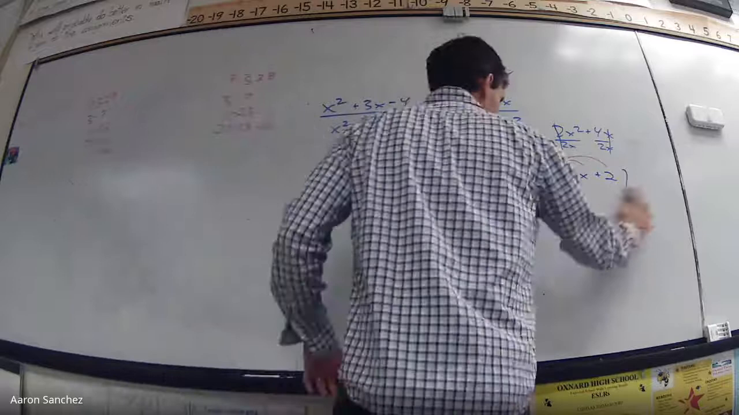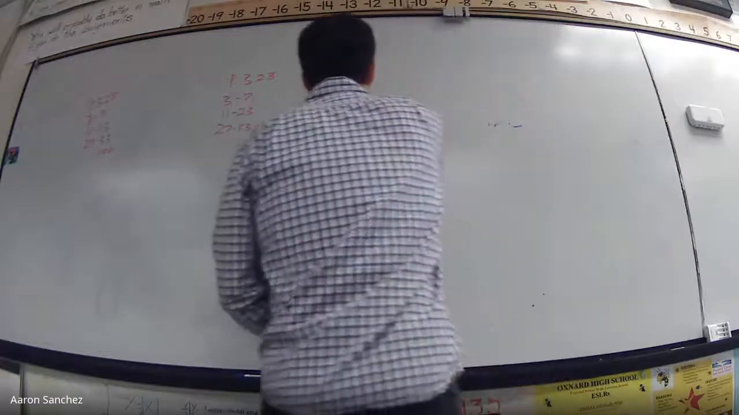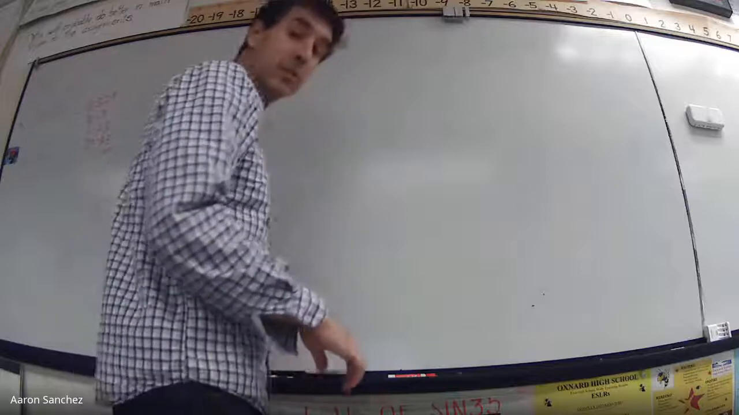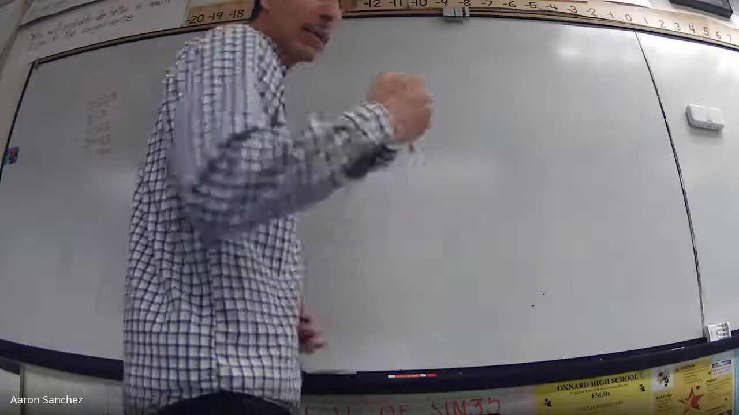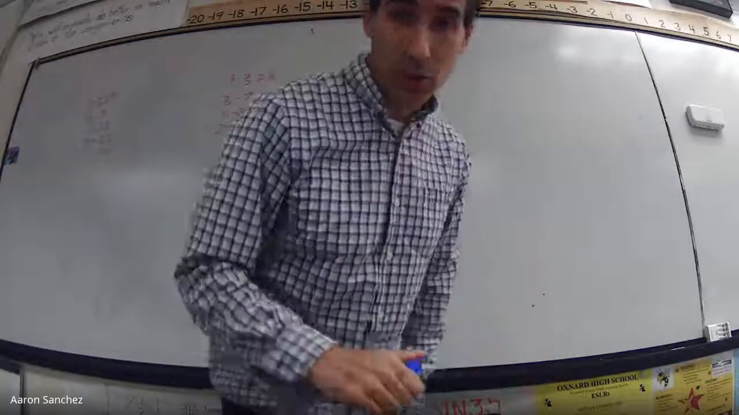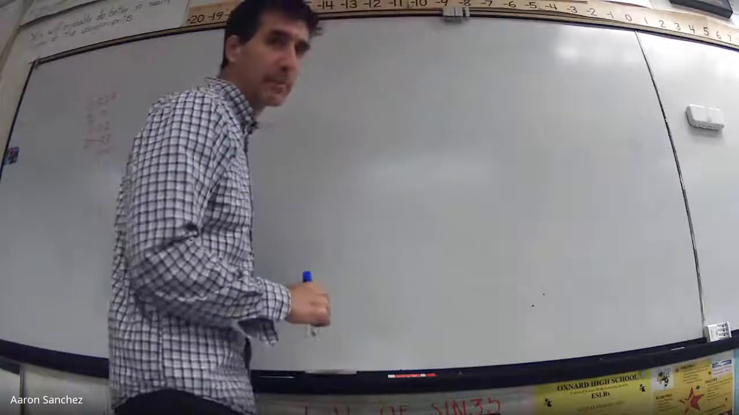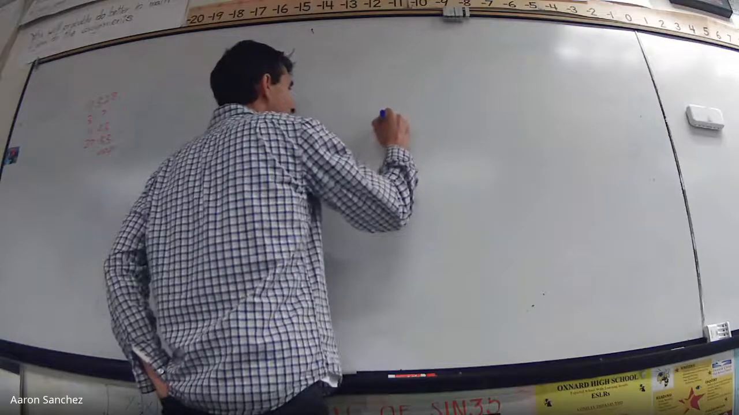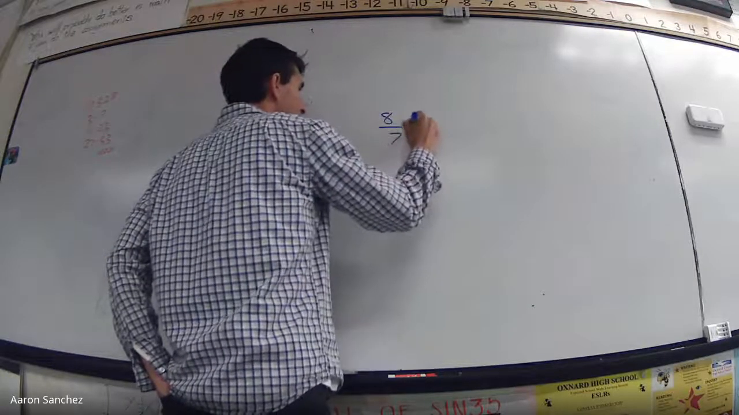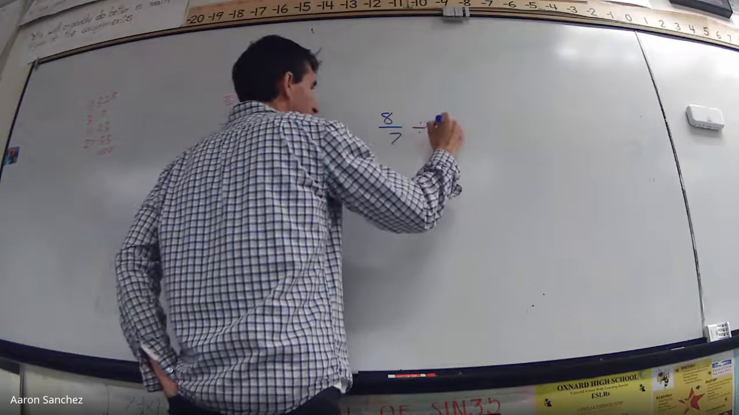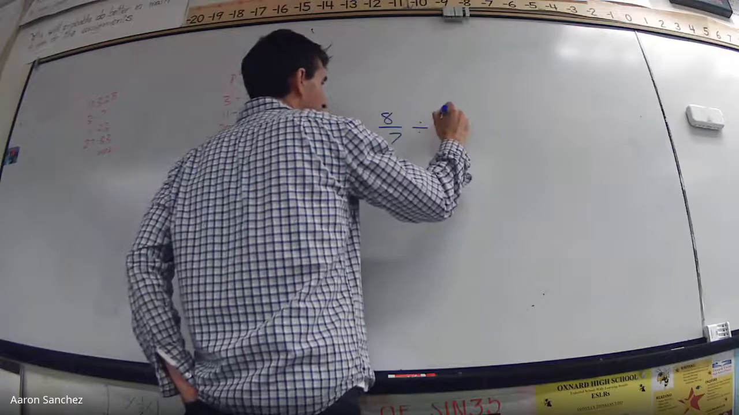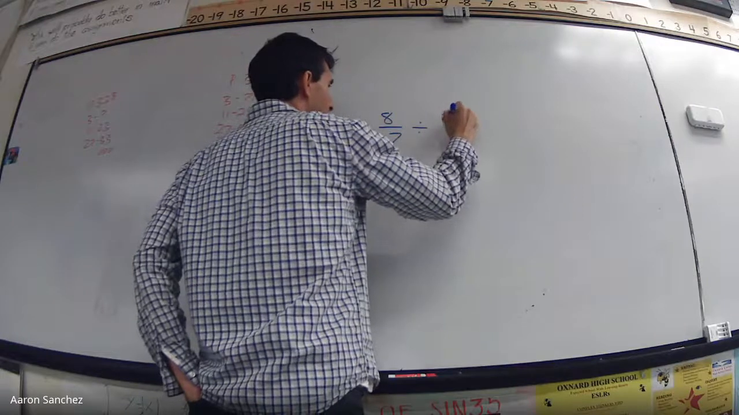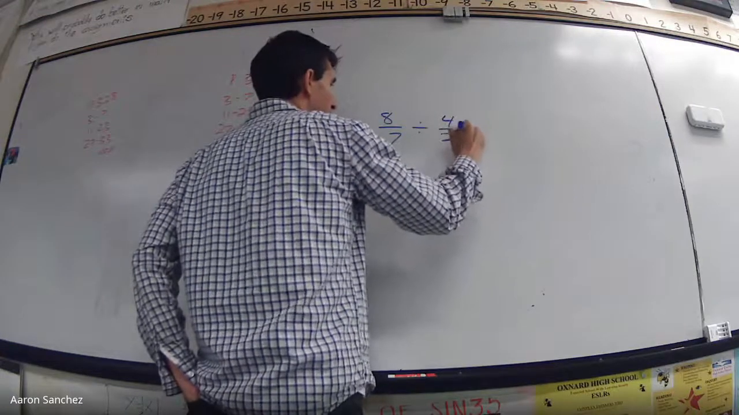Now we have to divide. We did multiplying rational expressions. We have to do dividing rational expressions. Before we do dividing rational expressions, let's do dividing fractions. So if I said 8 over 7 divided by 4 over 21.